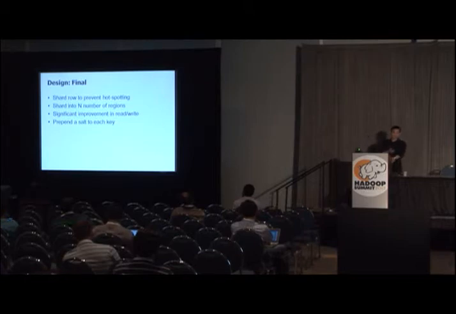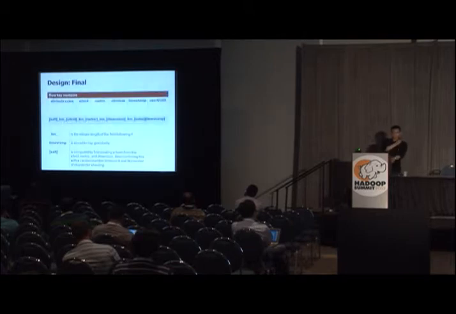And that led to significant improvement in read-write, because now there are n number of regions serving one behavior versus one region serving that behavior. And the way we do that is we prepend a salt to the beginning of each row key. So the final key design looks like this. This is a composite key.